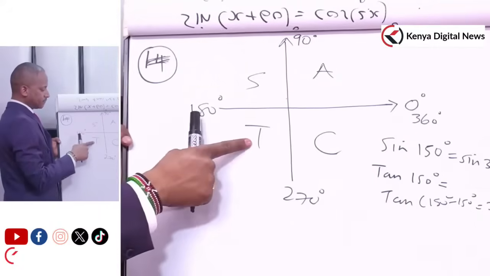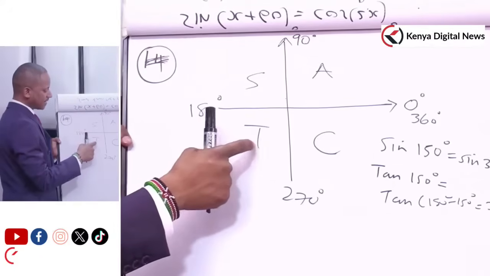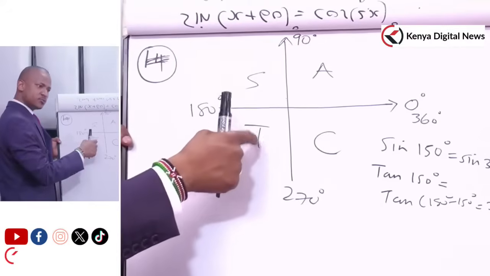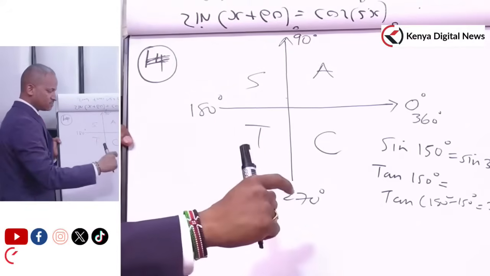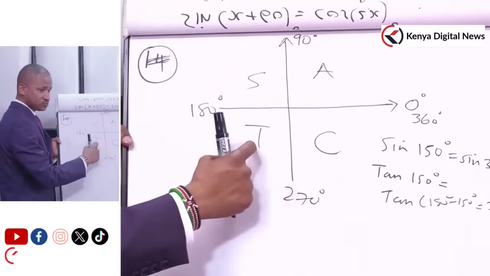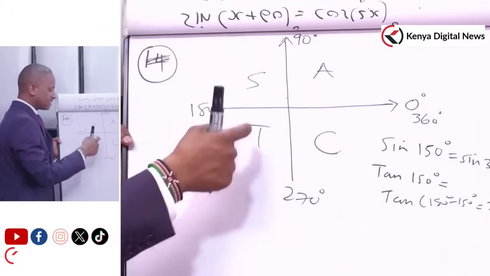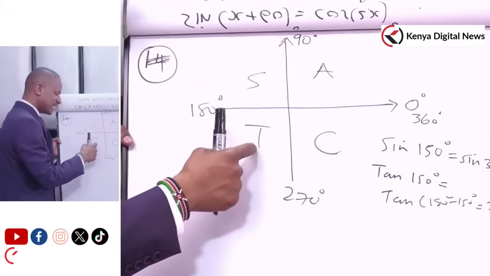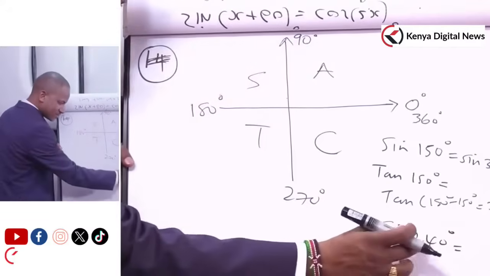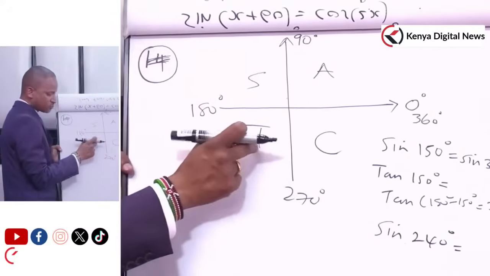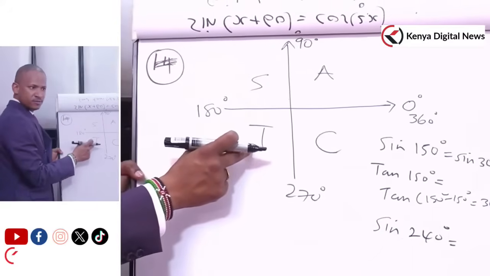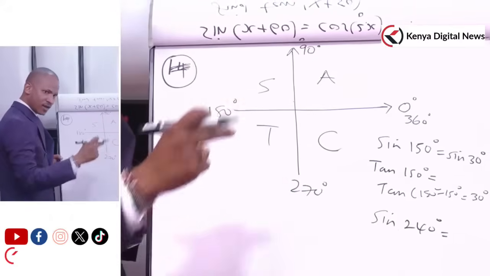Let's come here. In this quadrant, you are told to find tan 240. Tan in this quadrant is positive, so it will be a positive answer. 270 minus 240 gives the same as tan 30. But in this quadrant, if you are told to find sine 240 degrees, the answer that you get, which will be 270 minus 240, is the same as sine 30, but it will be negative. You multiply by -1.